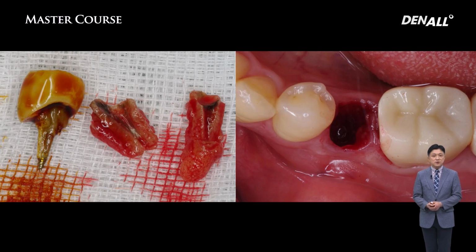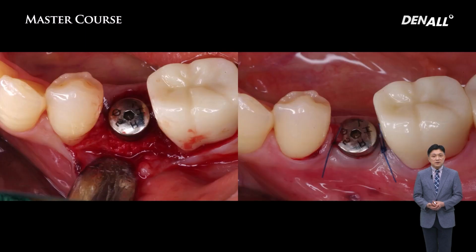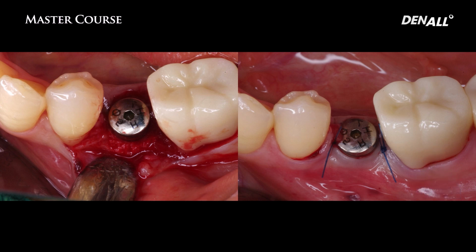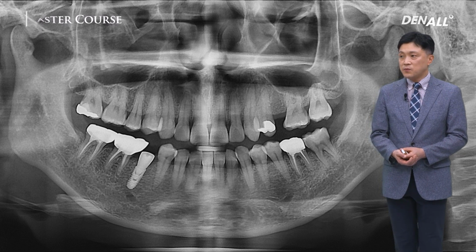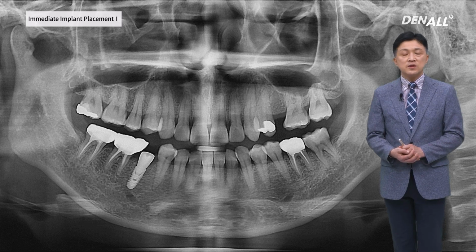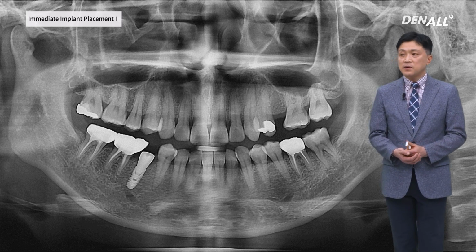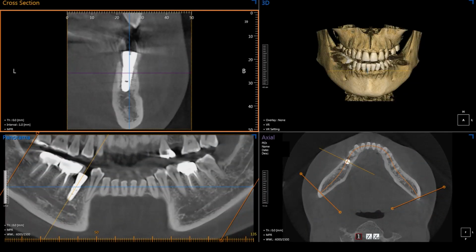Extraction was done. The implant was placed and the gap was managed. Suture was done. This is called immediate implant placement. This is after implant placement. On the panoramic image, the implant has been placed. In most cases, if there is sufficient primary stability, a healing abutment is connected and one-stage surgery is completed. In the post-op CT image, the implant body has been placed in the bony housing.